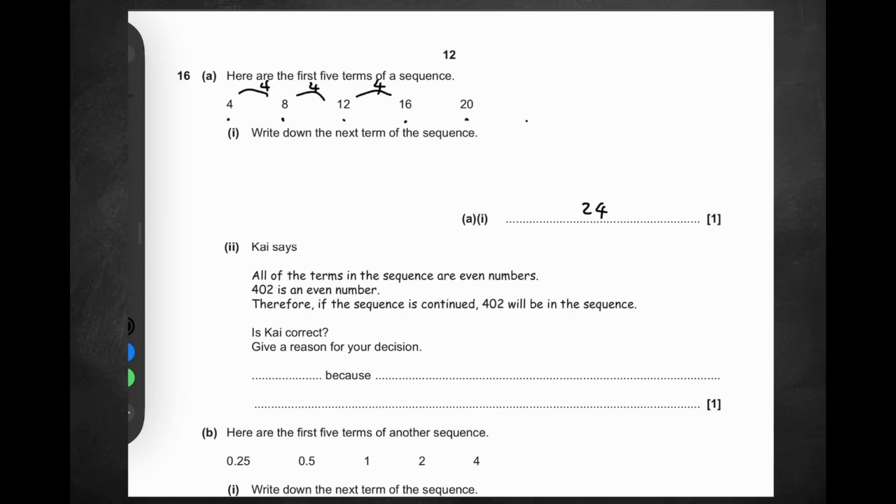Kai says all of the terms in the sequence are even numbers. 402 is an even number. Therefore, if the sequence is continued, 402 will be in the sequence. Is he correct? No, because 402 is not a multiple of 4. And we just said our sequence is the 4 times table.